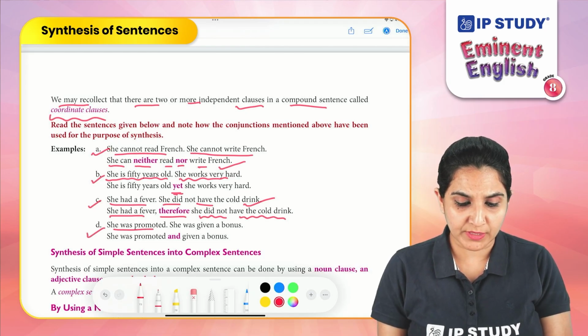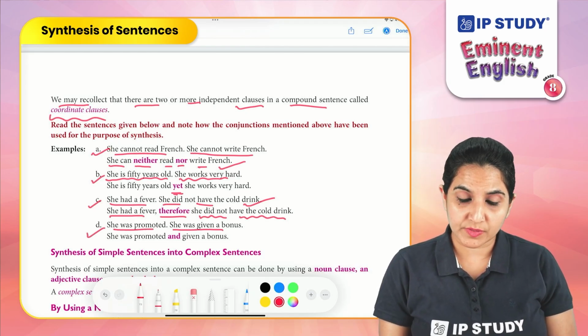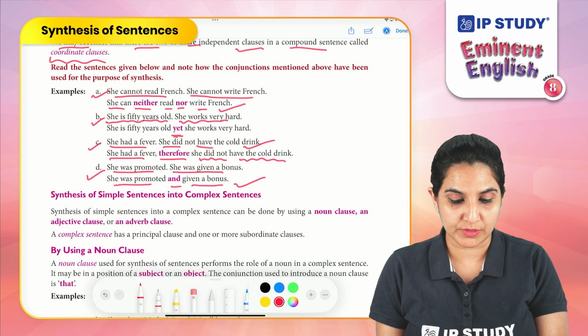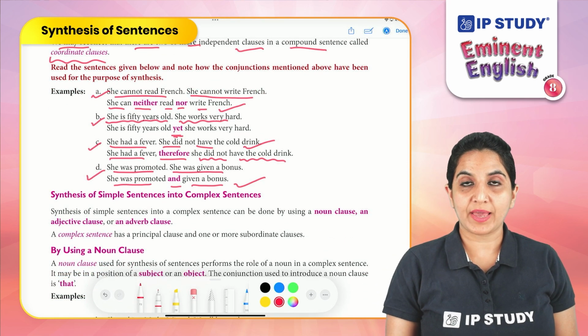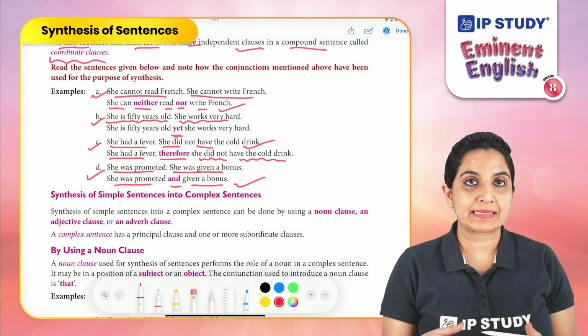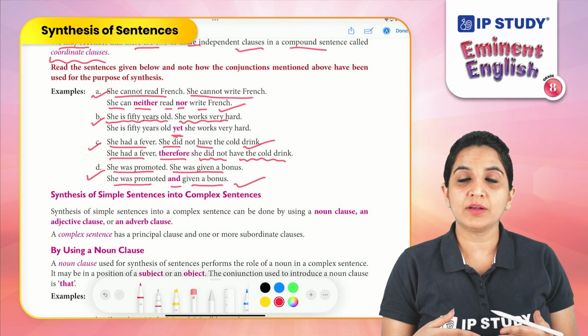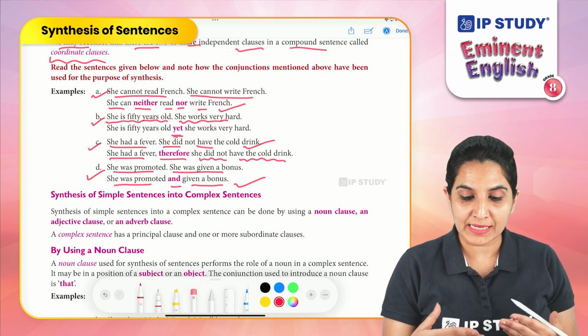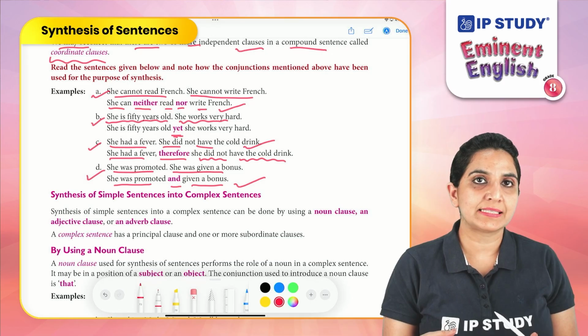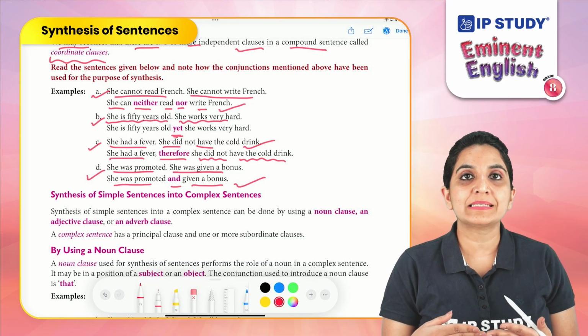She was promoted. She was given a bonus. She was promoted and given a bonus. So, this is how we have joined the two sentences. This is called the synthesis of sentences into a compound sentence by using these conjunctions. Now, let us understand the synthesis of sentences into a complex sentence.